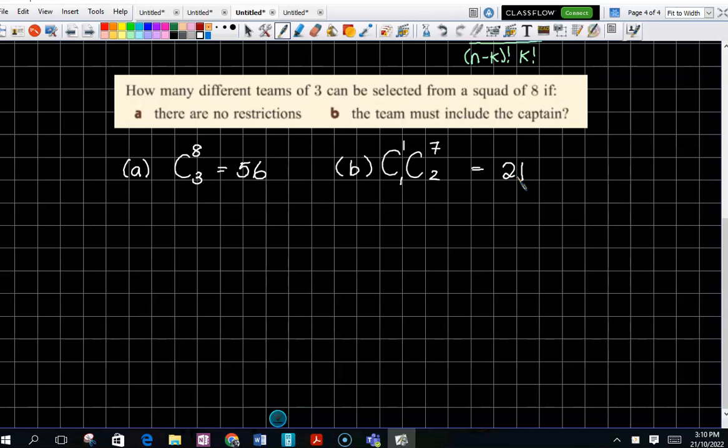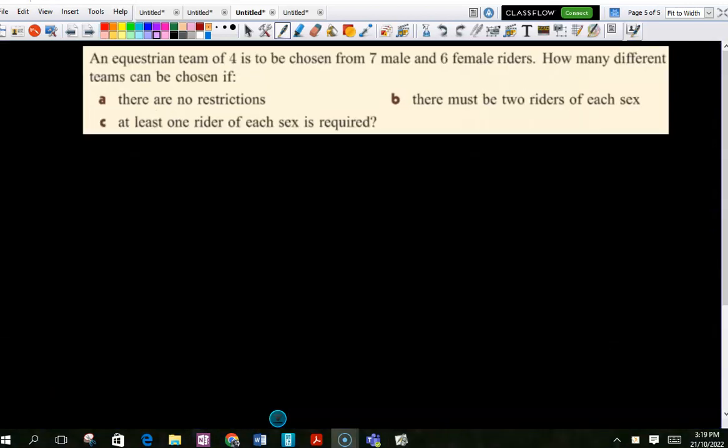Come on, it's got to be good. Let's go. So no restrictions. We're just choosing 4 from how many? 13, right? 7 plus 6. So this will just be 4 from 13. Do we agree? Pop that in your calculator, write the number down. I think it's important to have a look at what the numbers are. Shows you the change that the numbers can make.